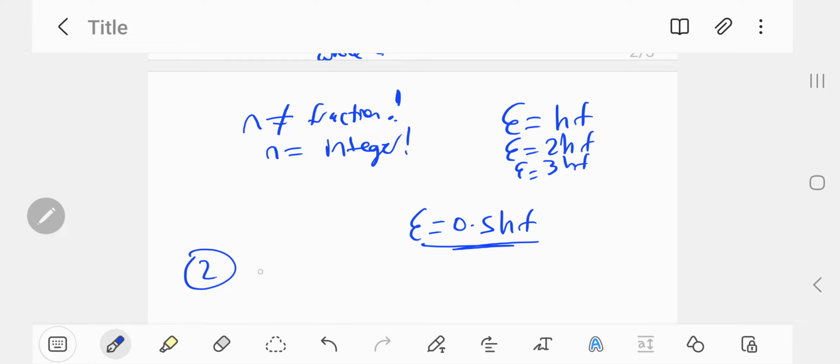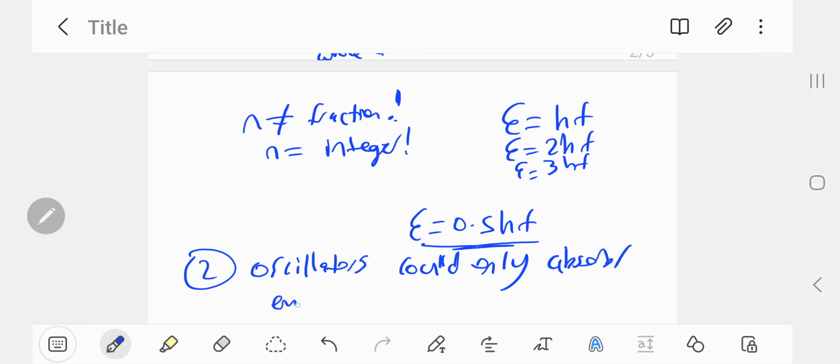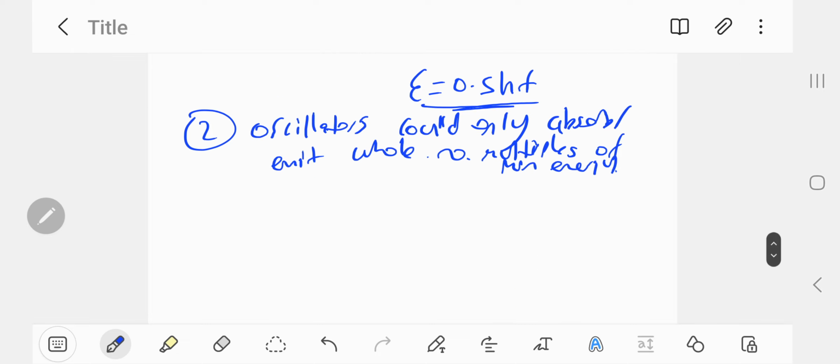His second radical assumption was that oscillators could only absorb or emit whole number multiples of minimum energy, of minimum quanta. In other words, light is only emitted or absorbed by an oscillator in chunks, in little quanta. So light can be thought of as chunks coming in. An oscillator can only take in 1, 2, 3, etc., but it can't take in half a quantum, right?